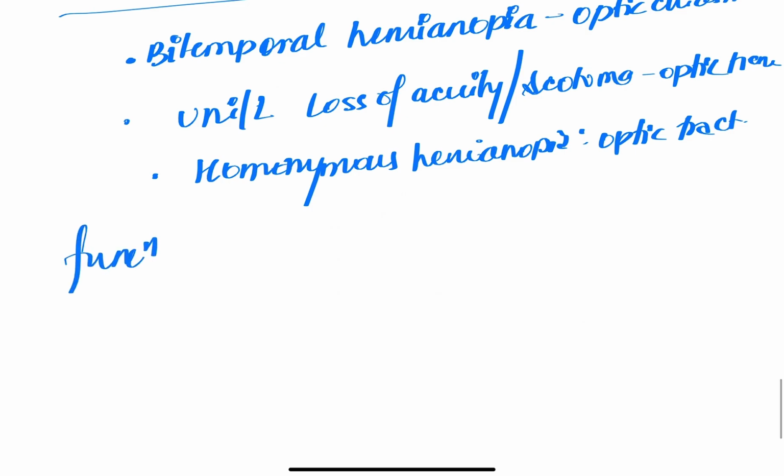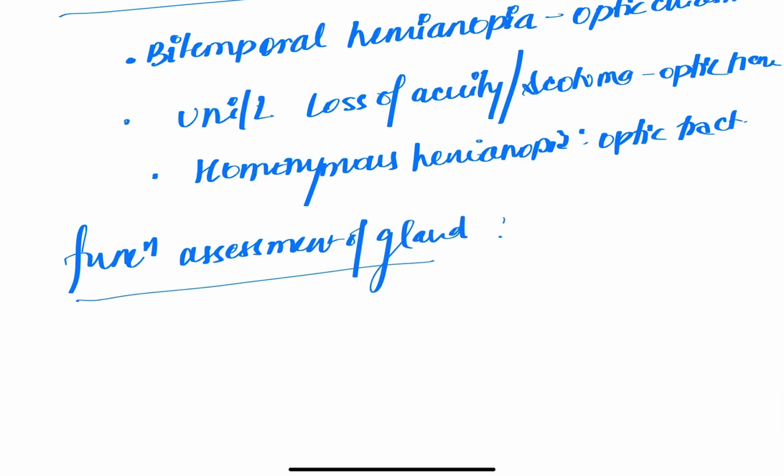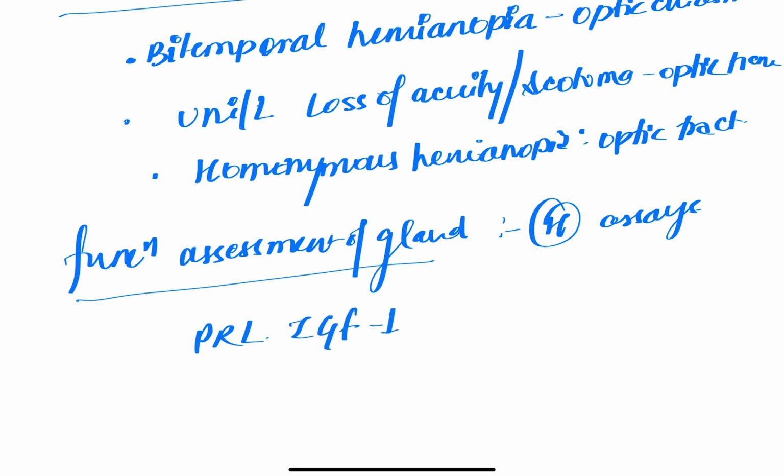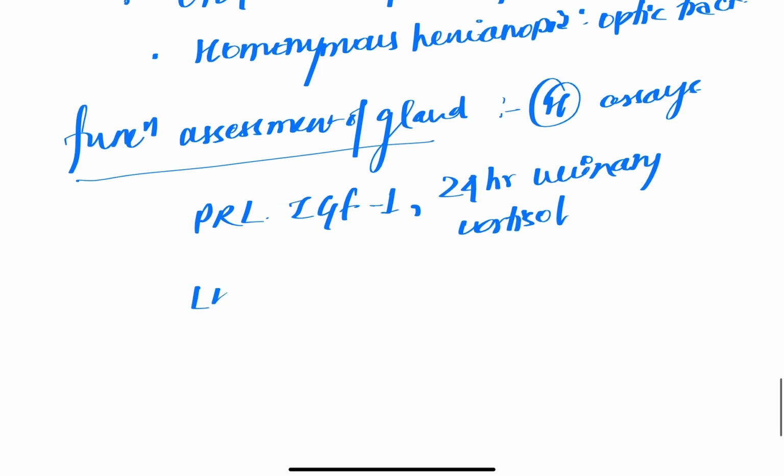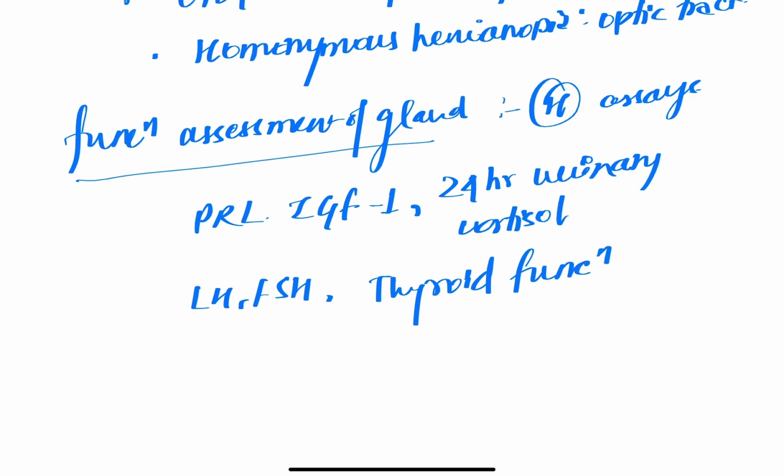Let's do the functional assessment of gland. How will we do the functional assessment? By hormonal assays. Hormonal assays like prolactin, insulin-like growth factor 1, 24-hour urinary cortisol, LH, FSH, and thyroid function test.